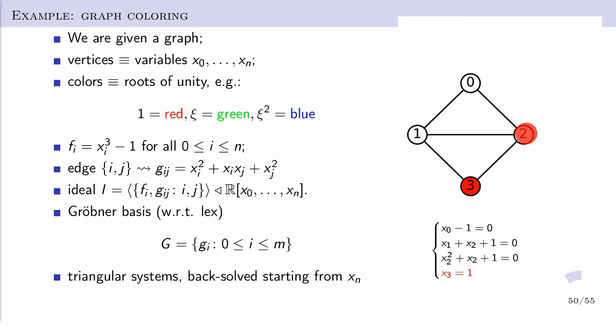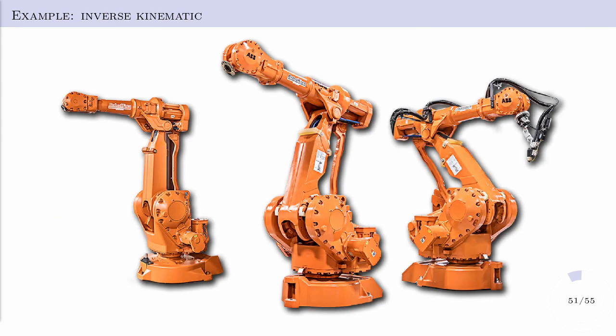This equation says exactly this. So let's say that we select x2 to be xi. In other words, we assign green to this vertex. So this is green. Now we have just a unique solution for x1 and x0. So x1 is xi square and x0 is 1. And this way we colored the whole graph.